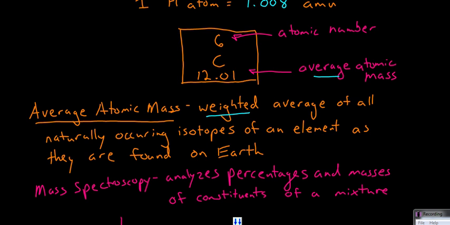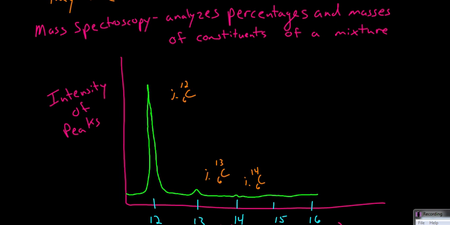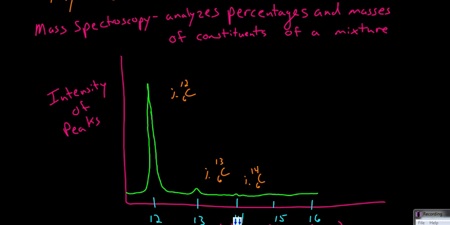And so, how do we know the percentages of one element on Earth versus another? Well, we can study those by using mass spectroscopy. Mass spectroscopy will analyze the percentages and masses of constituents of a mixture. Or later, after you get into organic chemistry, you'll find mass spectroscopy can also be used to break down large molecules into small parts and will allow you to determine the masses of those small parts and the percentages of those and allow you to get a lot of information about a certain molecule.